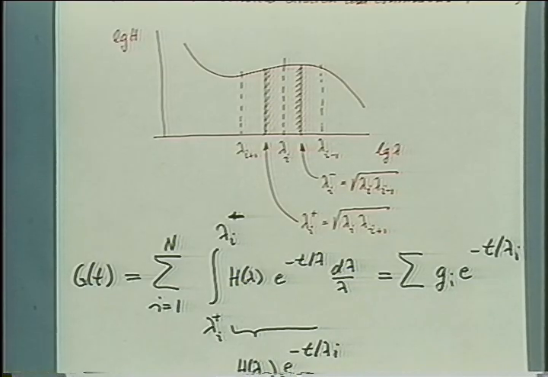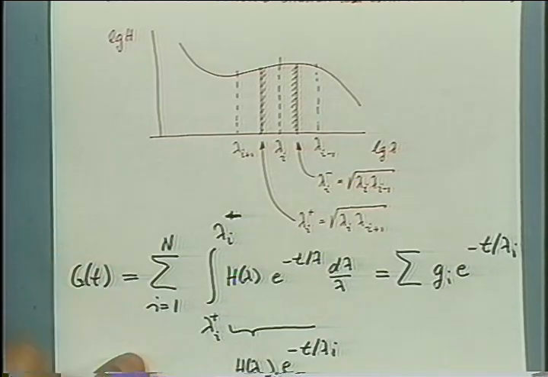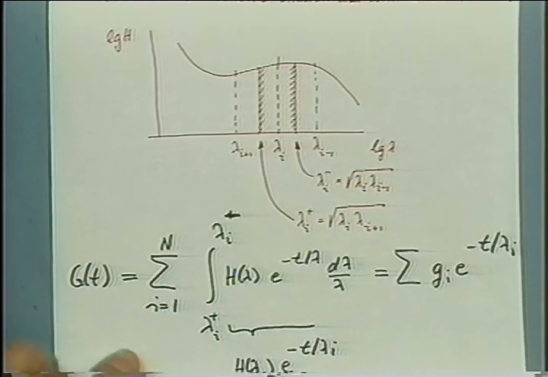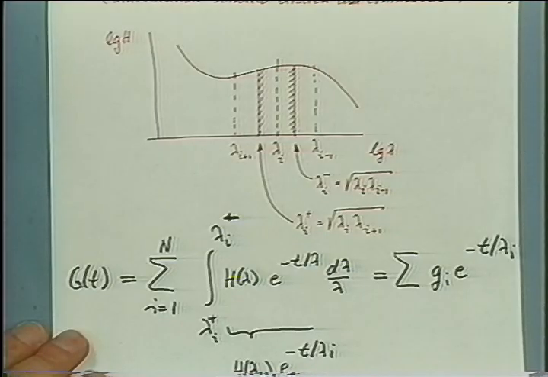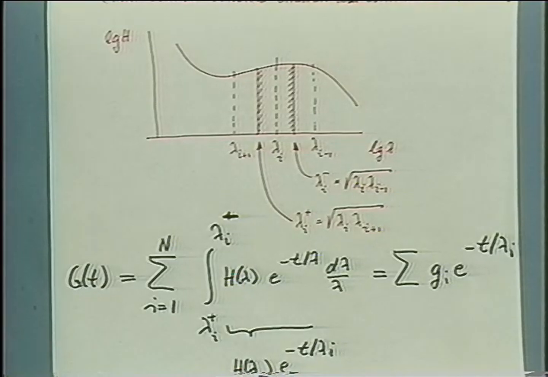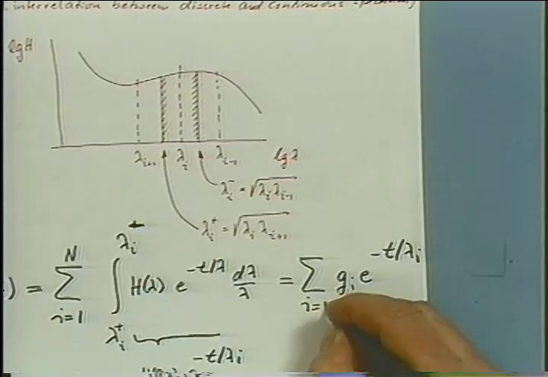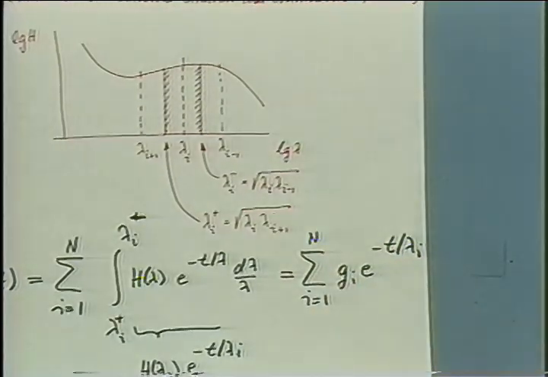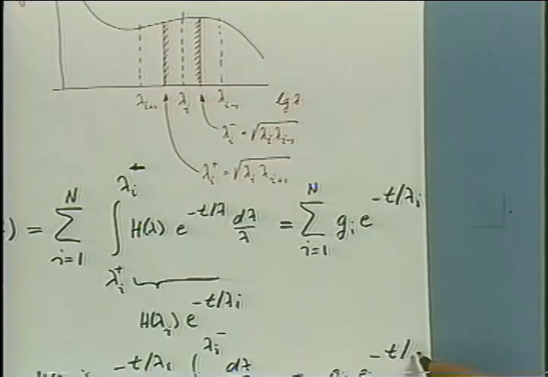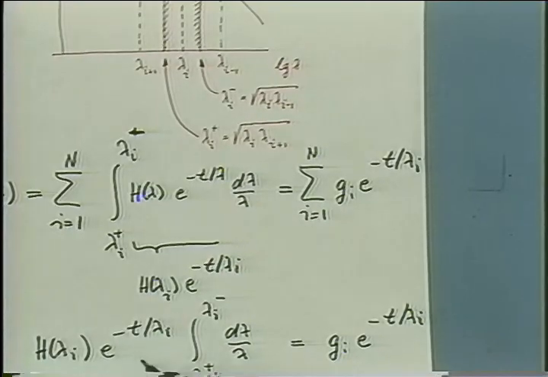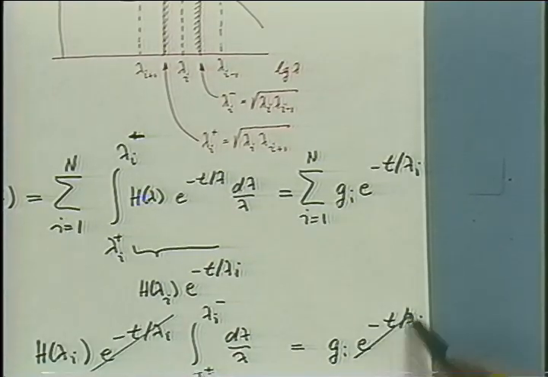So we put this outside the integral, and we have now h of lambda I times e to the minus t over lambda I times this integral from lambda I plus to lambda I minus of d lambda over lambda. And this is equal, if we leave off the summation, which was of course I from 1 to n, the same number of Maxwell modes, to g I times e to the minus t over lambda I. And you see immediately that the exponential function is canceling here.